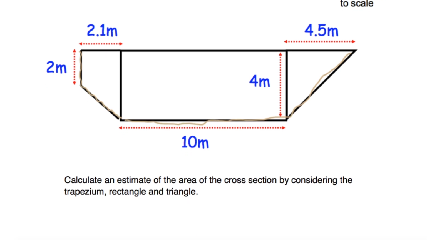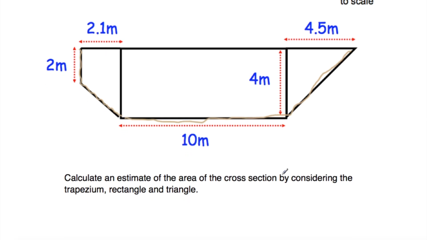The question says calculate an estimate for the area of the cross-section of the river by considering the trapezium, the rectangle, and the triangle, because obviously, as you can see here, this rectangle doesn't follow the riverbed exactly, but it's pretty close. So we're going to find an approximate or an estimate for the area of the cross-section of the river by working out the area of this trapezium, rectangle, and triangle. Okay, so let's label them A, B, and C. So let's start off with A, the trapezium.